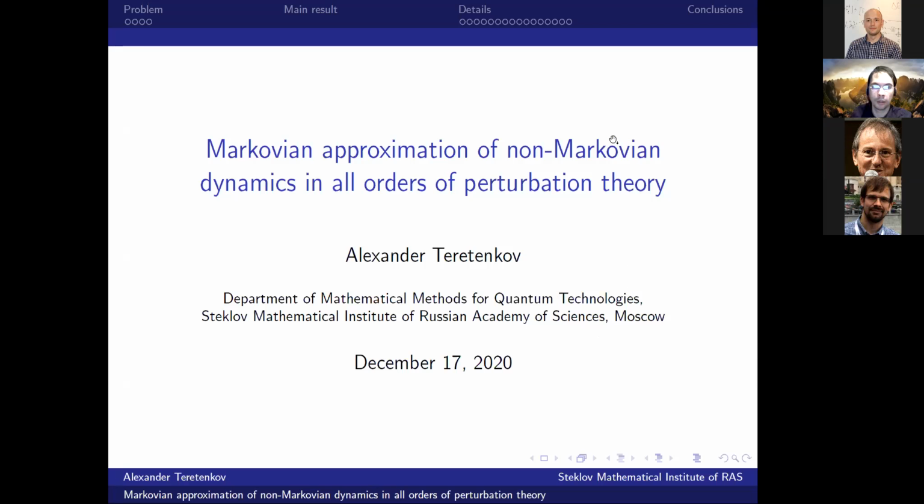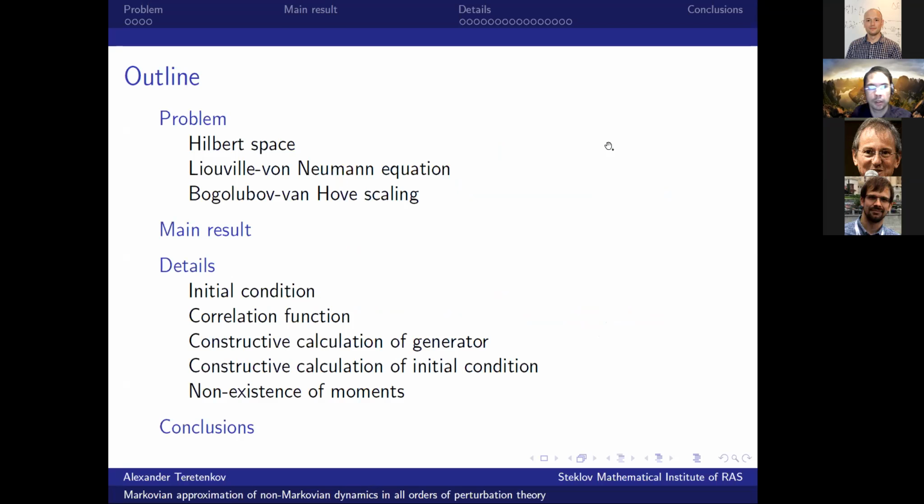Well, I will start with the outline of my talk. Actually, the main idea is the following. I will consider a very simple, very well-known model, but I will do a different asymptotic analysis of it. Namely, the model which I consider is the spin-boson model in the rotating wave approximation at zero temperature.